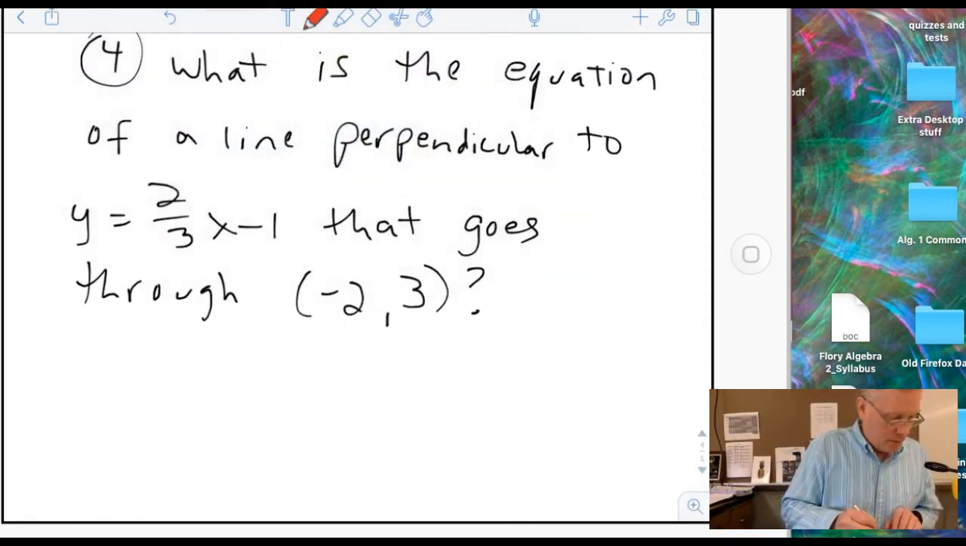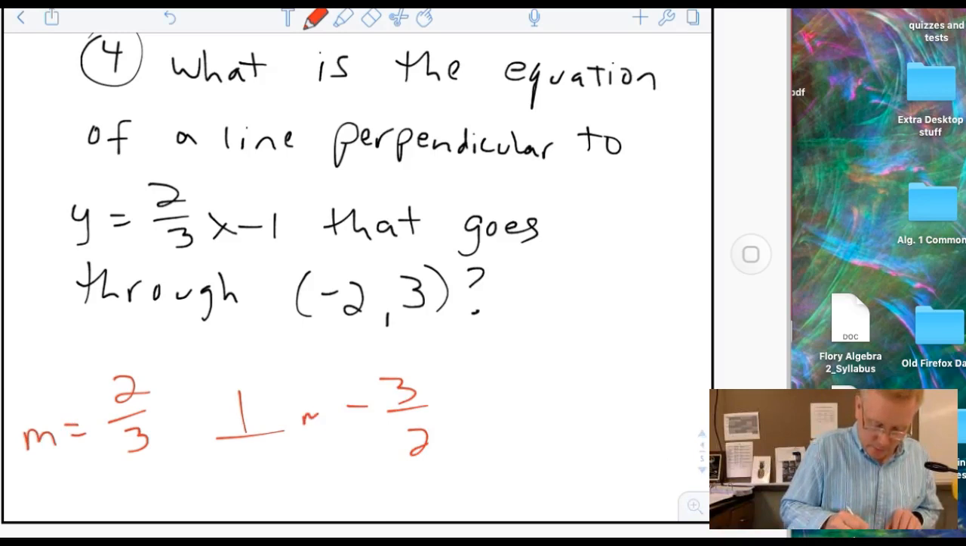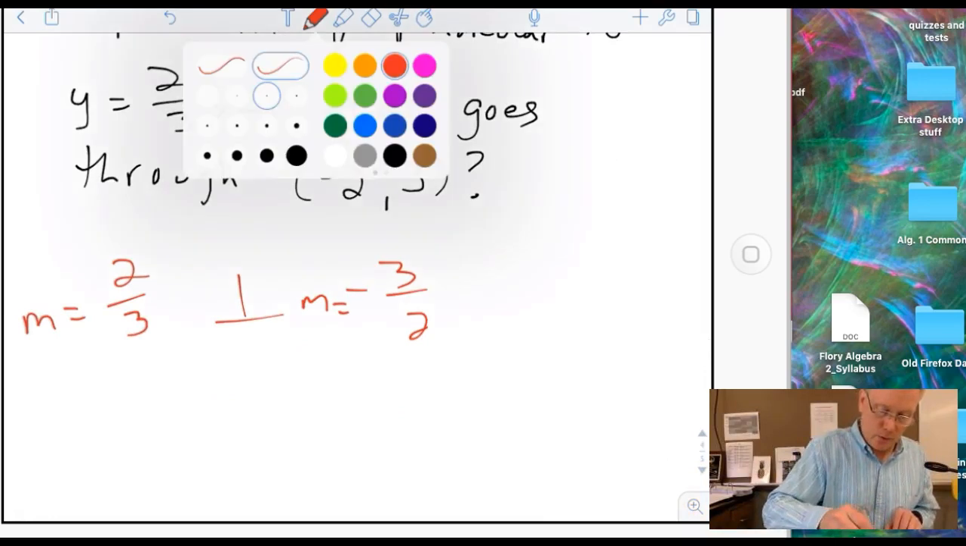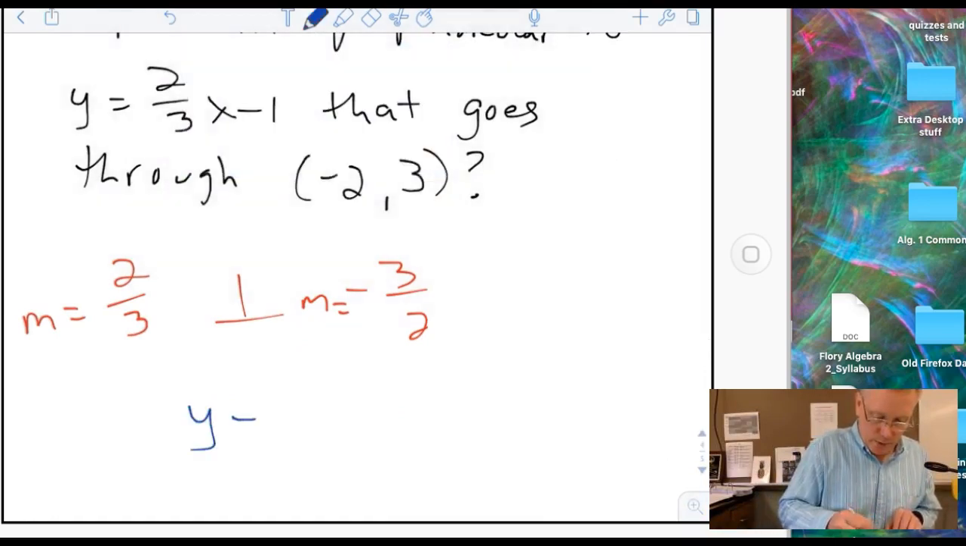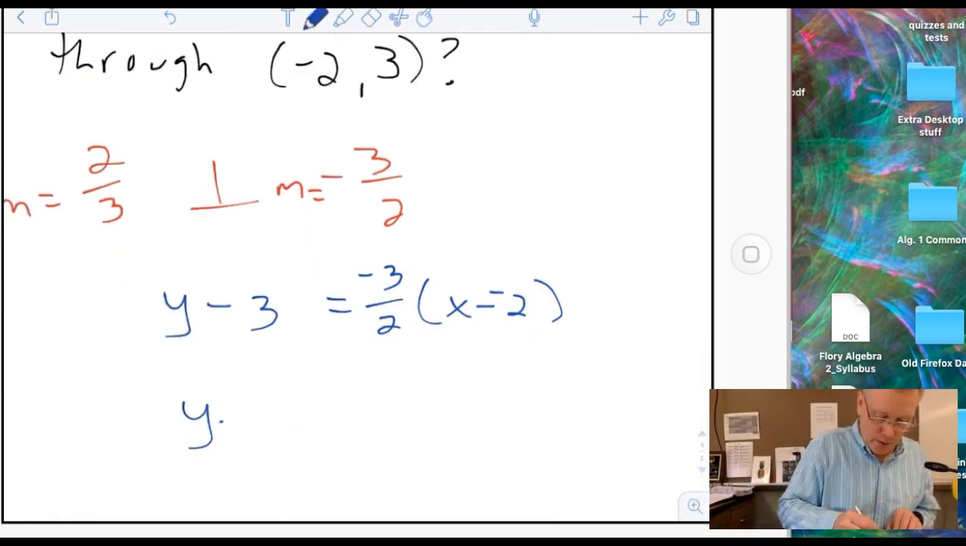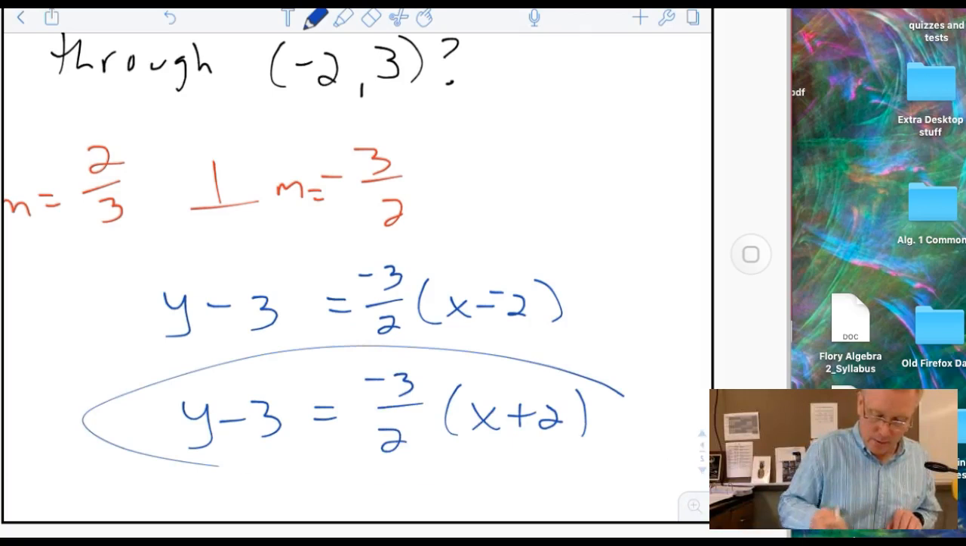Okay, so perpendicular. So this has a slope of 2/3, which means if it's perpendicular to that, it will be 3 over 2 and negative. And I'm going to plug that into my equation. Y minus y1 equals m times x minus x1. Slope is negative 3 over 2. The x-coordinate goes next to the x. And then I'm going to clean up any double negatives, which gives me y minus 3 equals negative 3 over 2 times x plus 2. And that is the answer.